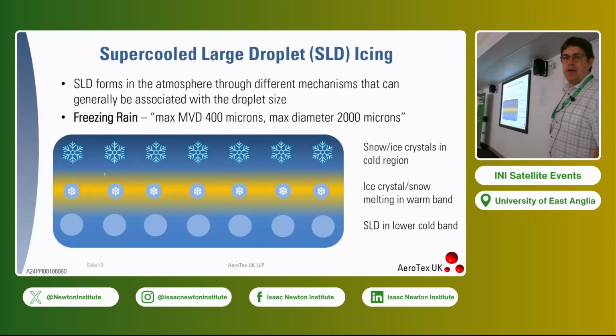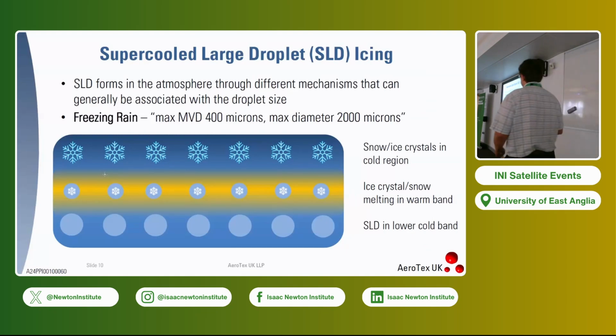The supercooled large droplets come in two forms, freezing rain and freezing drizzle. Freezing rain has a maximum diameter of 2,000 microns and an MVD, mean volumetric diameter, of 400 microns, because it's a distribution of droplets. What happens in these conditions in the atmosphere is you start with snow or ice crystals in the high atmosphere. It goes through a warm layer, which melts the outside, and then it goes into a cold layer again. So you're left with these supercooled large droplets in the lower band.